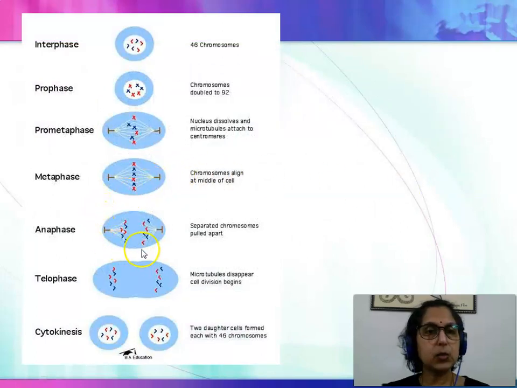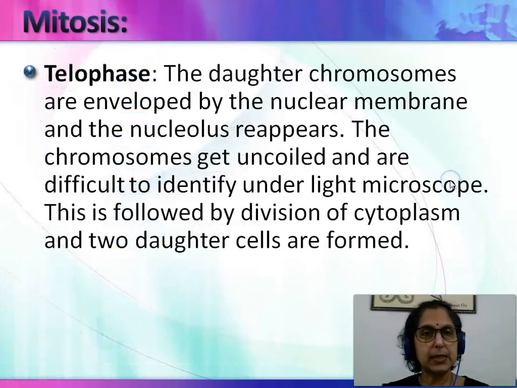This is what is seen here in this diagram, where the centromeres have split so that the individual chromosomes are separated and they are pulled towards the two poles, or the centrioles. Next comes the telophase. Herein, the daughter chromosomes are now enveloped by the nuclear membrane and the nucleolus reappears. The chromosomes get uncoiled and are difficult to identify under the light microscope. This is followed by division of the cytoplasm and the two daughter cells are formed.